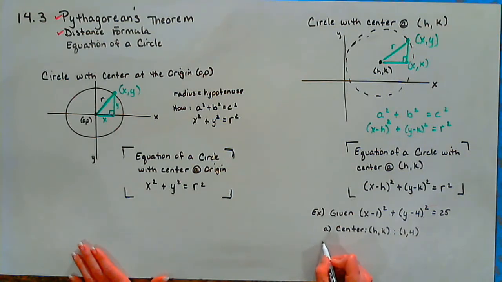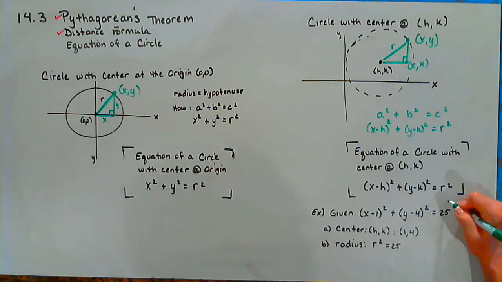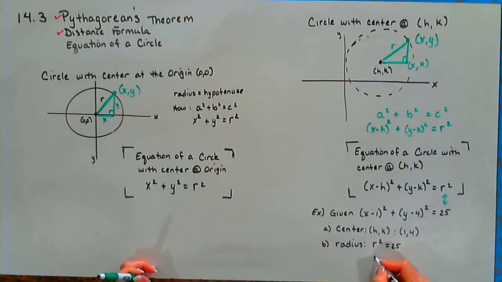We also need to find the radius so we know how far to open our compass. Well, we know r squared is 25, so therefore the radius, if I take a square root, I technically get plus or minus 5, but I can't have a negative distance, so that plus or minus represents going in the positive direction 5 and in the negative direction 5.